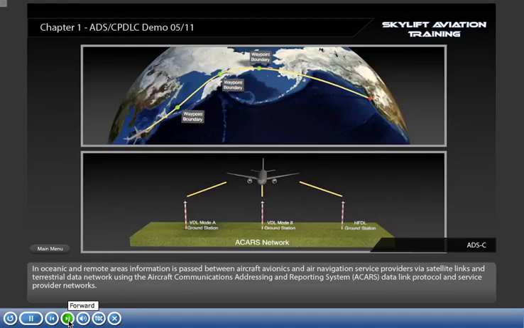In oceanic and remote areas, information is passed between aircraft avionics and air navigation service providers via satellite links and terrestrial data network using the Aircraft Communications Addressing and Reporting System (ACARS) data link protocol and service provider networks. VHF and HF frequencies are within the line of sight of the aircraft. Messages are routed via the ground network.